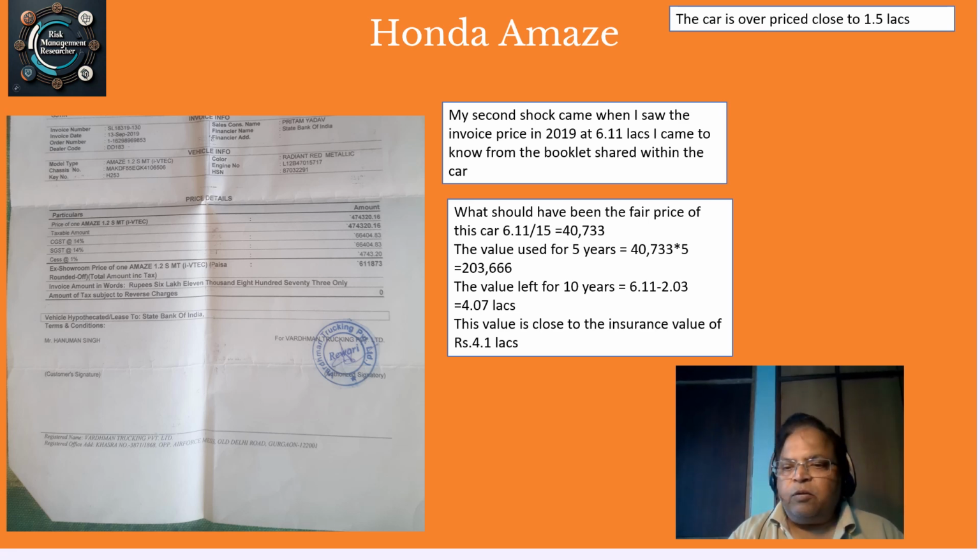Now, let me calculate the fair price of this car based on what I told you and see what it comes out to. If we divide 6.11 lakh by 15, the value per year comes out to be 40,733, and for 5 years the value is 2.03 lakhs. So the value left for the 10 years is 6.11 lakh minus 2.03 lakhs, which is equal to 4.07 lakhs. You can see that this value is very close to the insurance value of 4.10 lakhs. And that should have been the fair price of it.